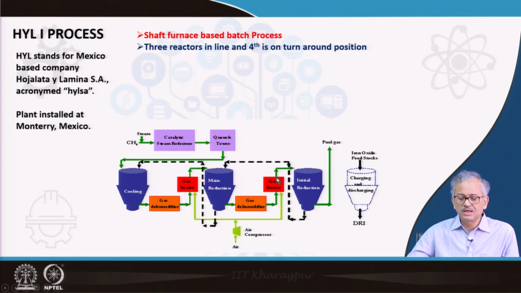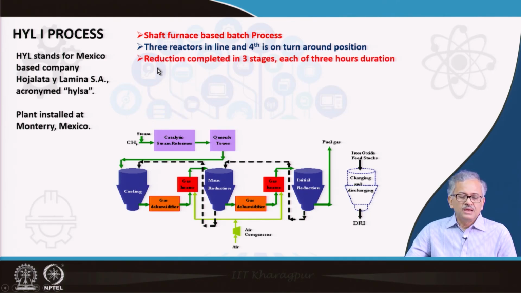Now the main reduction of this charged material is going on, and the off gas from this main reduction unit also gets dehumidified and then some gas preheating, and then it goes into the reactor where the material has just been charged. So it is a fresh charge. When this gas goes in, it preheats the charge, and if possible, some initial reduction also takes place. After that the gas goes to the stack.